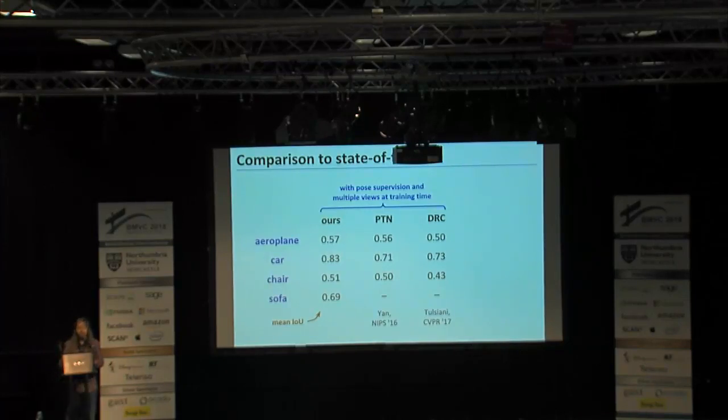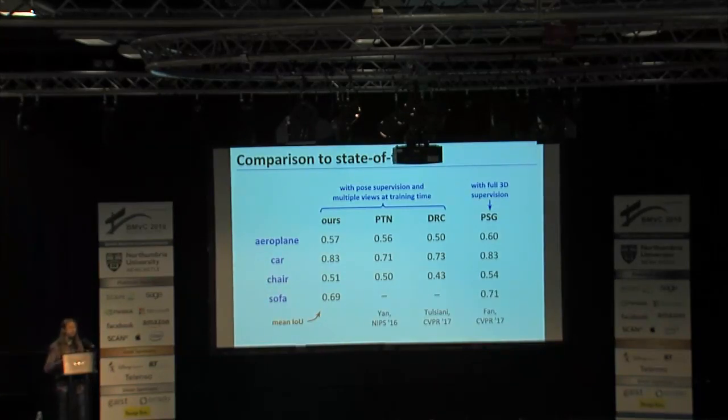Finally, we also compared our method to some state-of-the-art 2D supervised methods. These methods train from 2D images, but they require stronger supervision than us. They need pose annotations and to be given multiple views of each instance. And we see that our method, in spite of not requiring that extra supervision, performs better on them for every class. We also compared with a 3D supervised method.